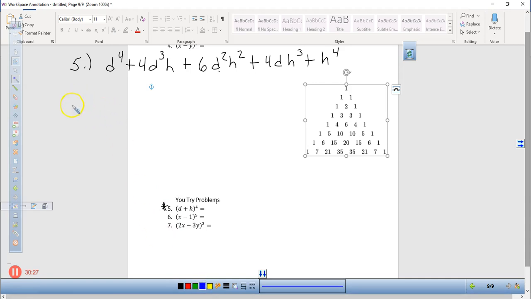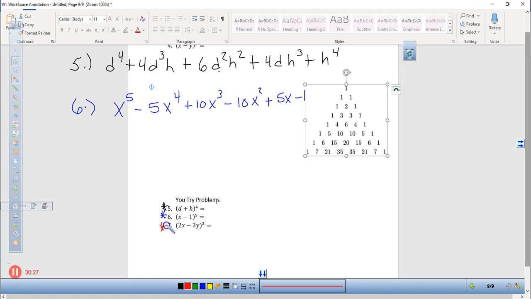Okay, number 6. Do number 6 in the blue. So number 6, I'm going to have, find my notes. Okay, so here's your number 6. I've got x to the 5th minus 5x to the 4th plus 10x cubed minus 10x squared plus 5x minus 1.